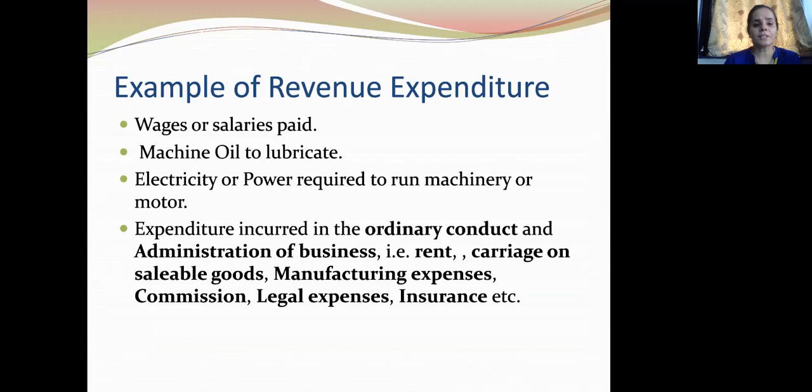More examples of revenue expenses are wages or salary paid, which I had already mentioned, machine oil to lubricate, electricity or power required to run the machinery or motor, expenditure incurred in the ordinary conduct and administration of a business, rent paid, carriage on saleable goods, manufacturing expenses, commission paid, legal expenses paid, insurance paid. All these are examples of revenue expenditure. You just remember 3 to 4 things. These are recurring in nature. Second is non-recoverable and ordinary business activity expenses.